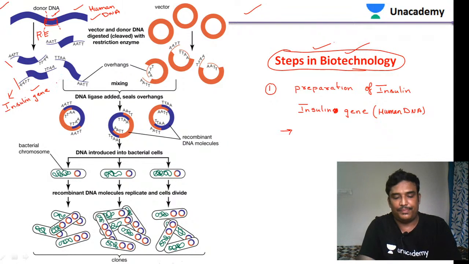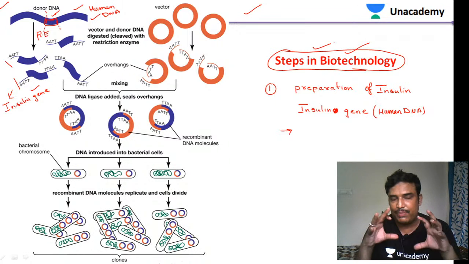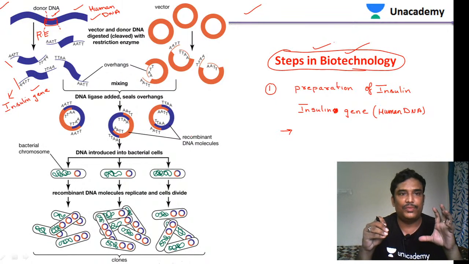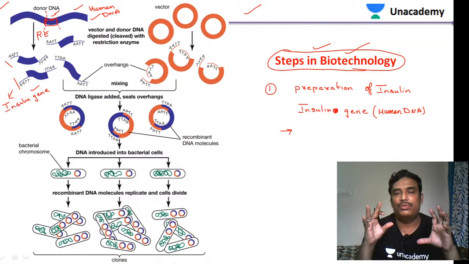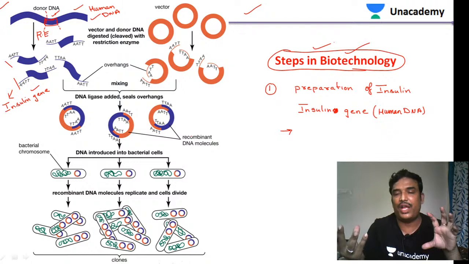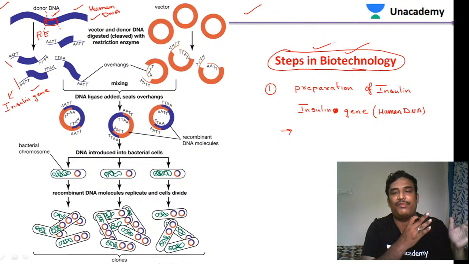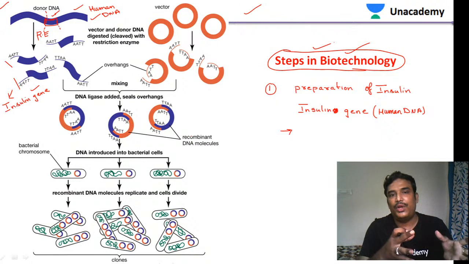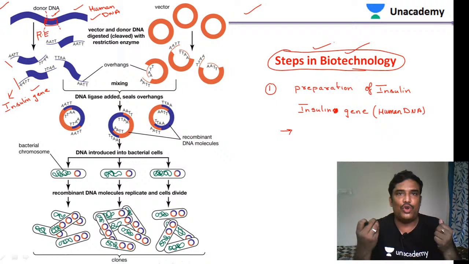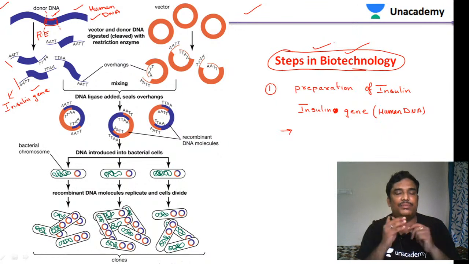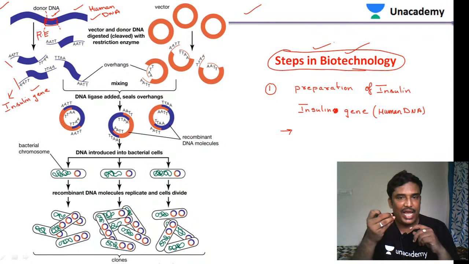Once again, students, what I am explaining is how to produce insulin in industry in a large amount. The first step is to extract the human DNA. We have to isolate the human DNA from the human cell. After isolating it, we have to identify exactly where the insulin gene is in that human DNA, and then separate that insulin gene.